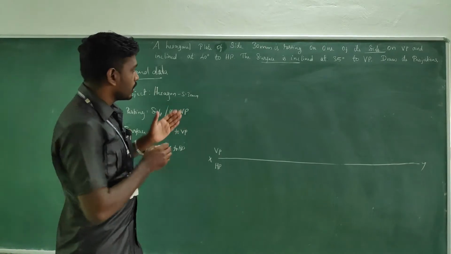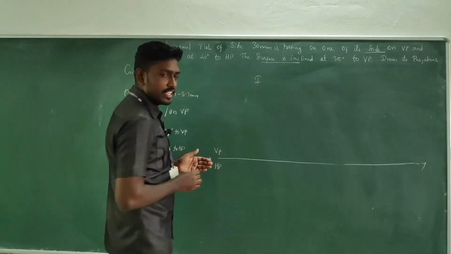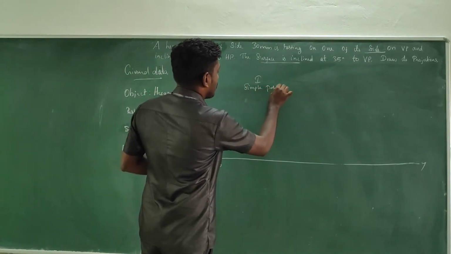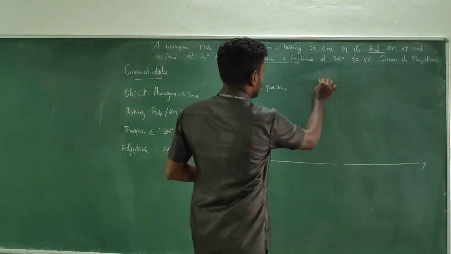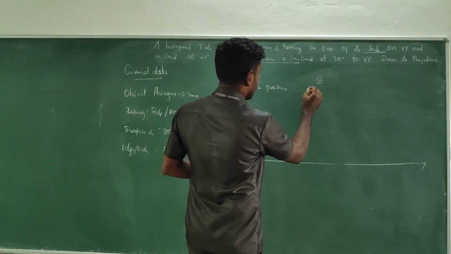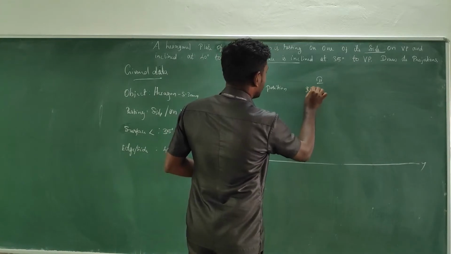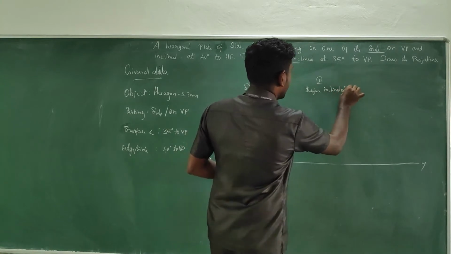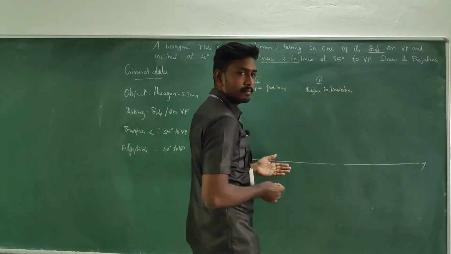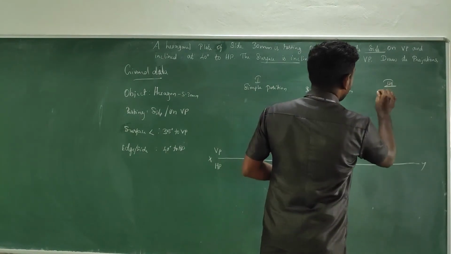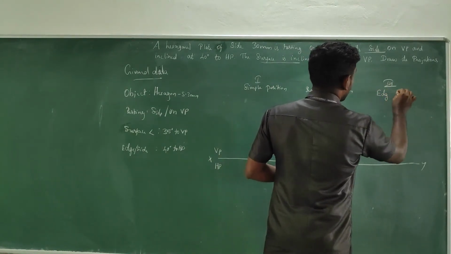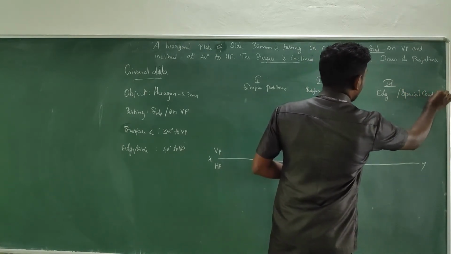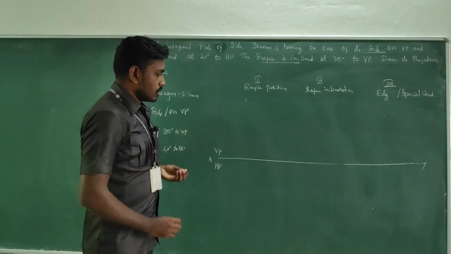So we know we have to undergo three stages. The first one is the simple position, the second stage is the surface inclination, and then the third one is the edge or side or special conditions. Okay, fine.